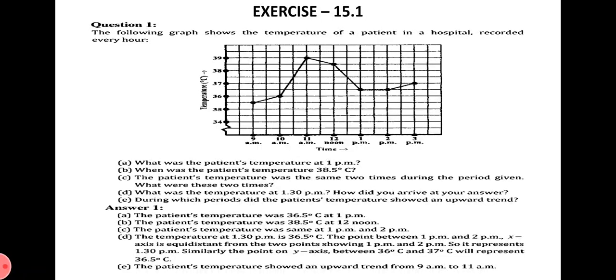X-axis is equidistant from the 2 points showing 1 p.m. and 2 p.m. So it represents 1:30 p.m. That is the midpoint of 1 p.m. and 2 p.m., which is 1:30 p.m.